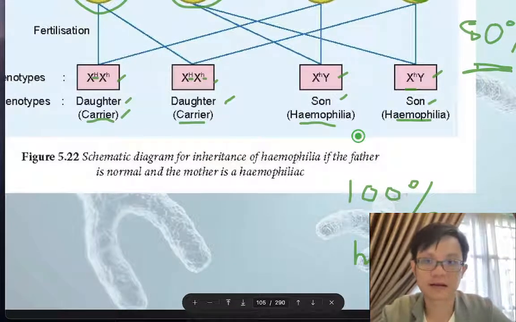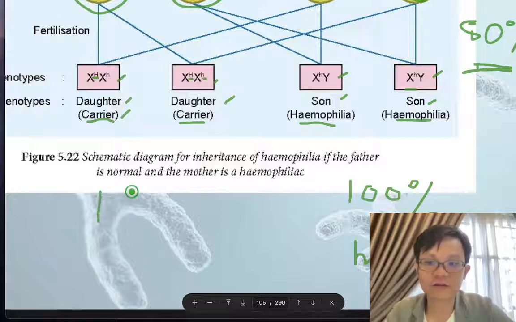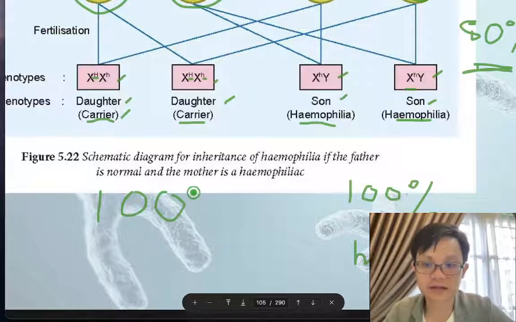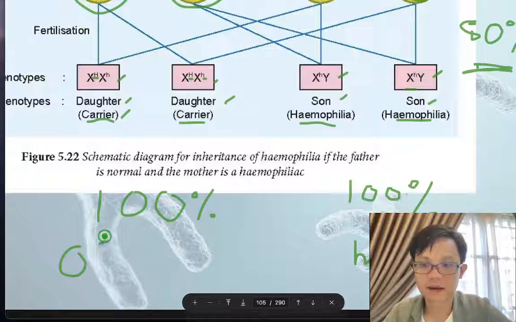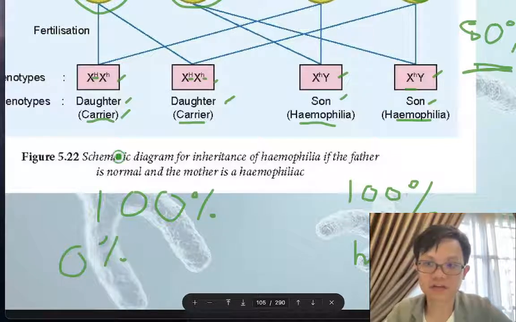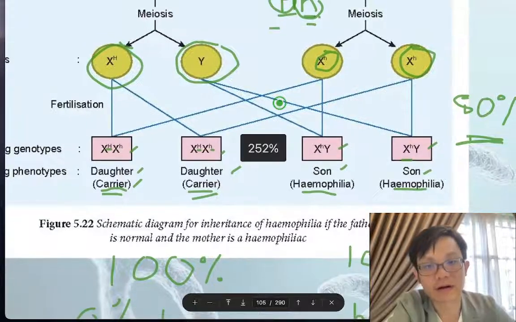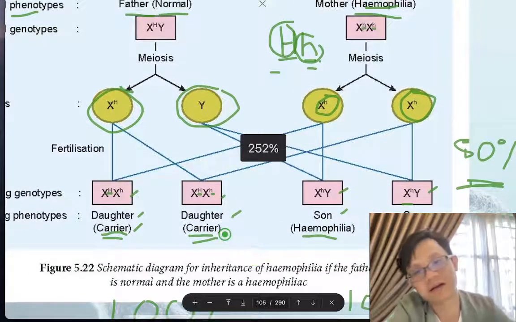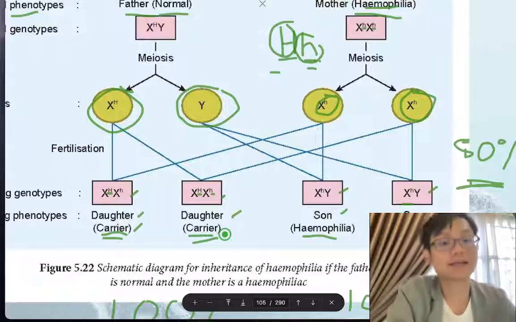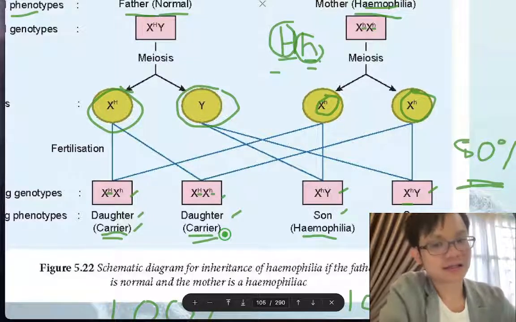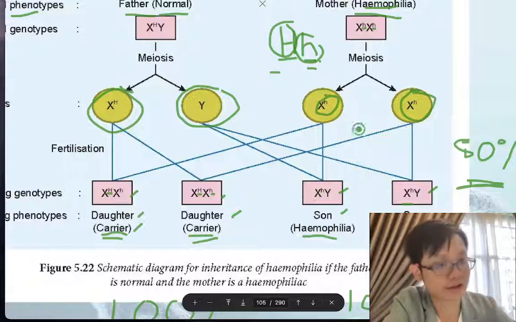I'm using my touchpad, so it's difficult for me to write. Hemophilia, 100%. And if you give birth to a girl, you will have 0% hemophilia, because sure, confirm she is a carrier. So the chances for a boy to have hemophilia is higher, depending on what the question will ask. The question will ask like this: how many chances of having hemophilia, how many chances that the person does not have hemophilia.